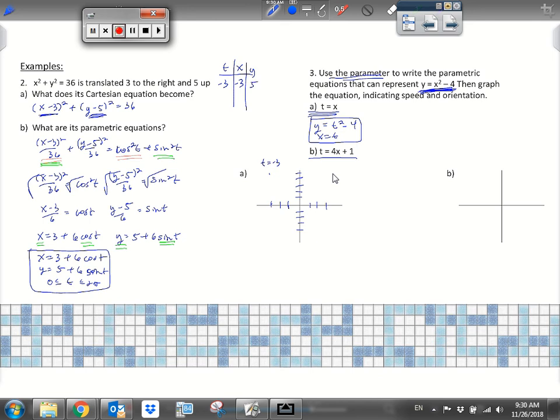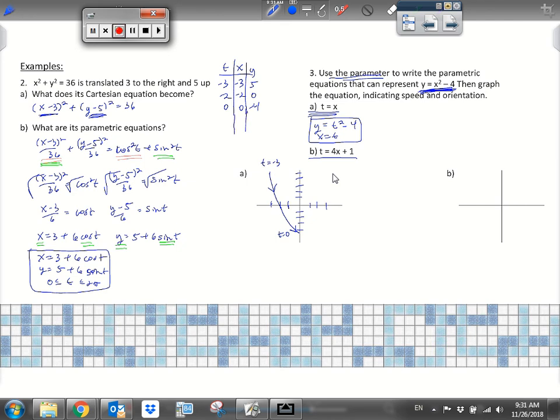So if we want to know what happens when t is -2, x would be -2, and y would be 0. So we're headed that way. If we want to know, let's go to 0. When t is 0, x is 0, and y is -4. So that's when t equals 0. I'm just putting some of the times on my graph to give us an idea of what's happening.